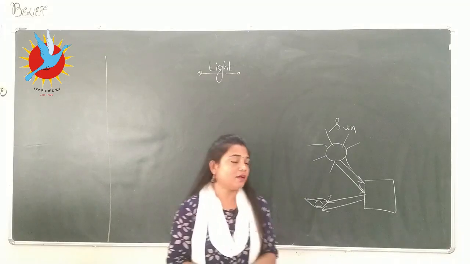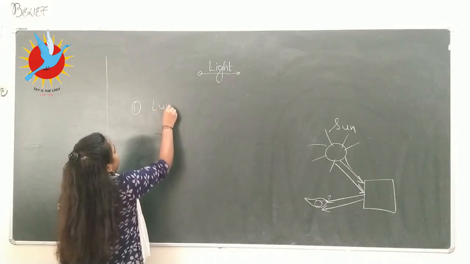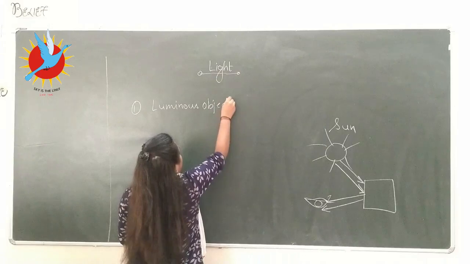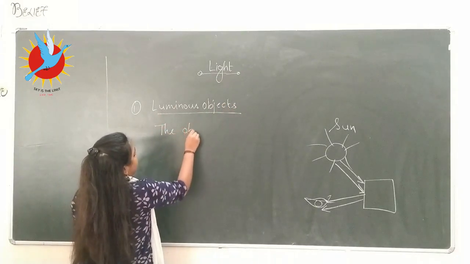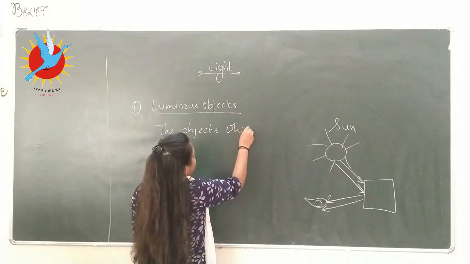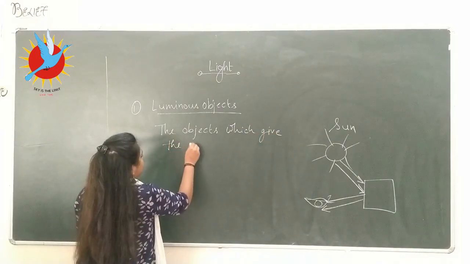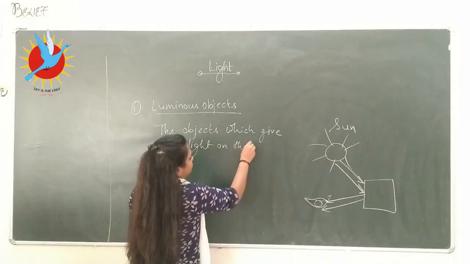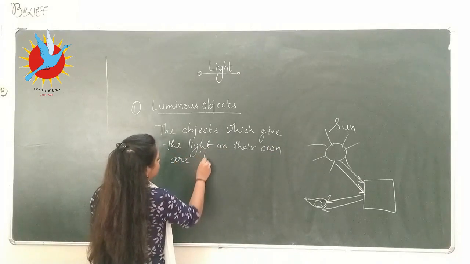So the moon is just a non-luminous object. Okay, so I'm going to write down the definition here. Luminous object: the objects which give the light on their own are luminous objects.